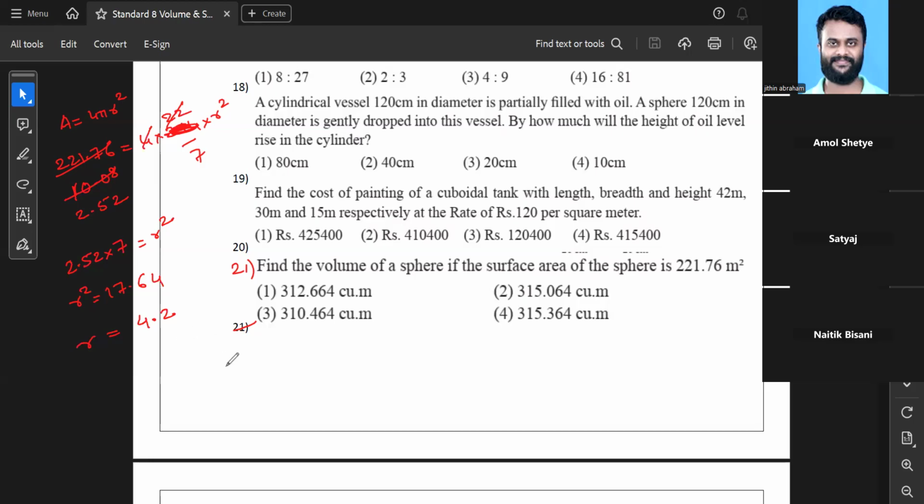So the answer radius is 4.2. I found it out. Option 3, yes. In this case, you have to do the exact calculation because the options are very close by.